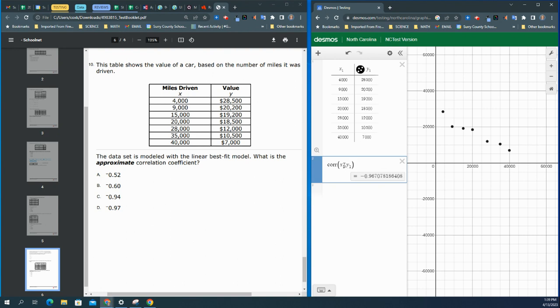And actually, it doesn't even matter if this was y1, x1. It doesn't matter the order. It takes the correlation coefficient for you. And again, that was the same answer as before, negative 0.97. So either way should work to get your correlation coefficient.